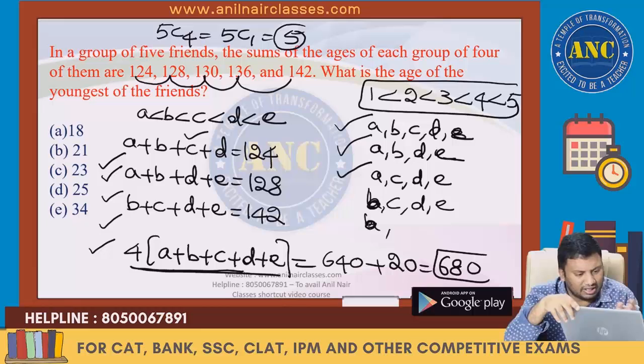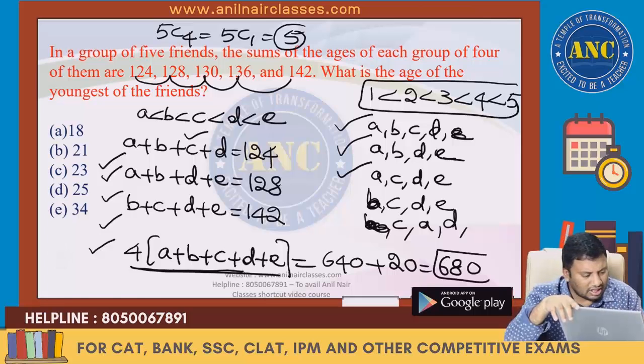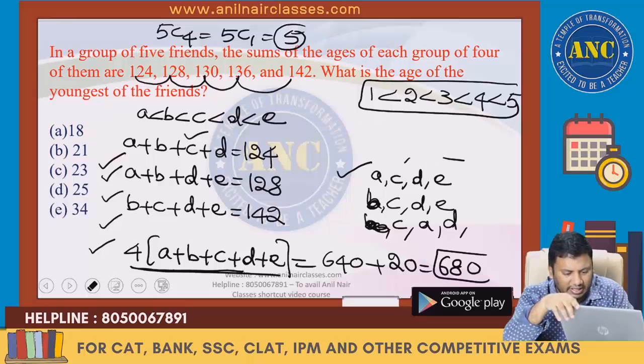A with B, A with C, A with D. B, C, D, E is another case. What is the another case? C, is it written 4 times? 1, twice, thrice. So C should be written 4 times. A, is it written 4 times? No. A, 3 times. D, is it written 4 times? So just write down what is the 4th case which is there here. We will see it little later.